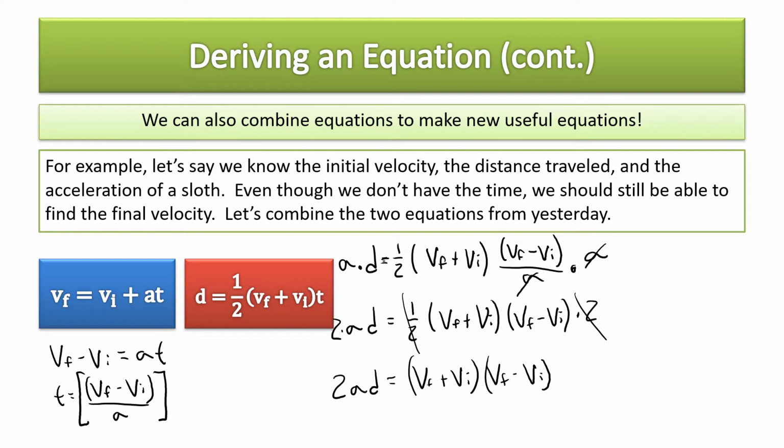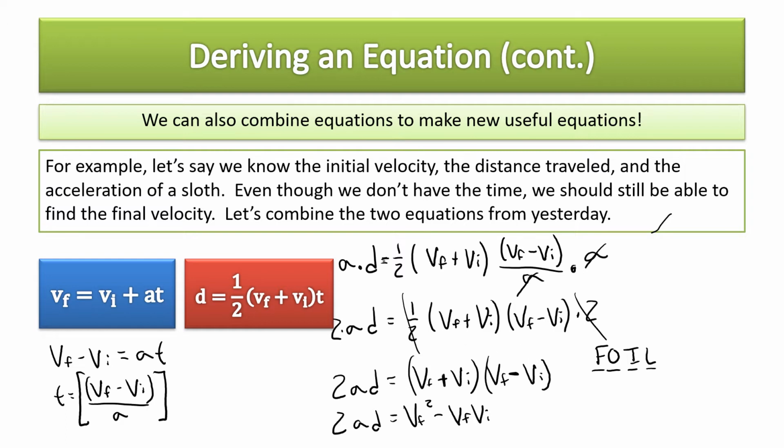We're going to do some FOIL, and you know this is the plus and this is the minus, so you could already kind of predict what it might look like. But I'll do the whole thing out just as a refresher. FOIL stands for first, outer, inner, last. So first becomes VF times VF, or VF squared. And then VF times negative VI becomes minus VF times VI, because those are two different terms. They look like it's all the same, but look at the subscripts.